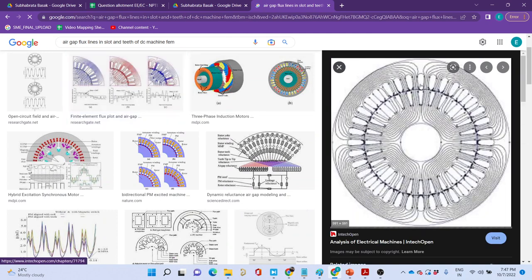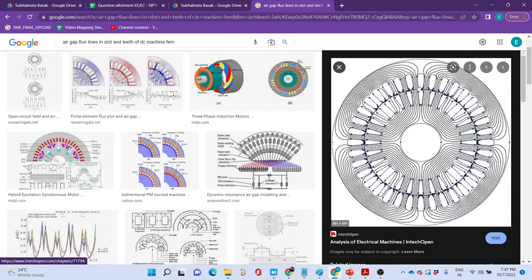Look at this picture, okay? This is not a DC machine, but still the flux lines should look like this only, right? So you see in the air gap, in the slot where the wire is present, the coil is present right over here. You are placing the coil over here in the rotor, right?